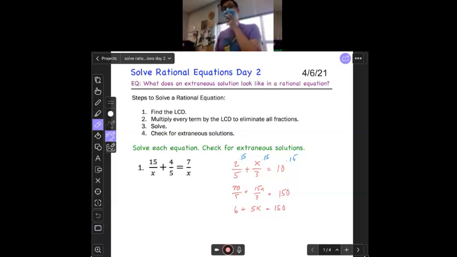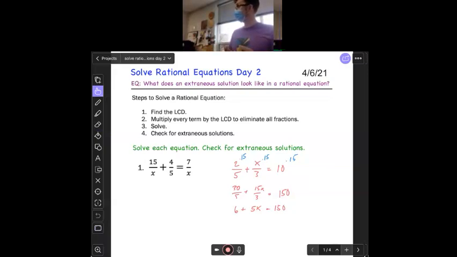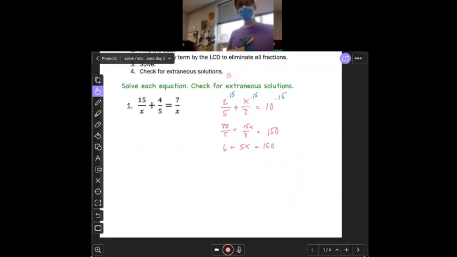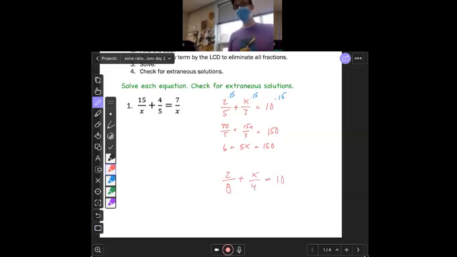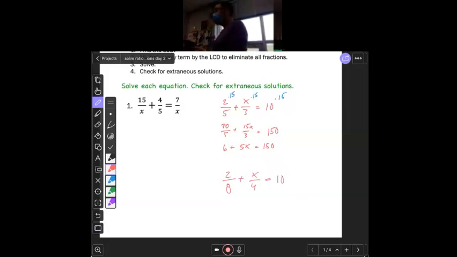But 3 and 5 don't have anything in common. Right? They don't have any common factors besides 1. If you start to have things in common, so if instead of 2 over 5, I had 2 over 8, okay, plus x over 4 equals 10, instead I had those as my denominators, 4 and 8 have something in common. Okay? So if I go to look for their LCD, multiplying them is not the way to go.